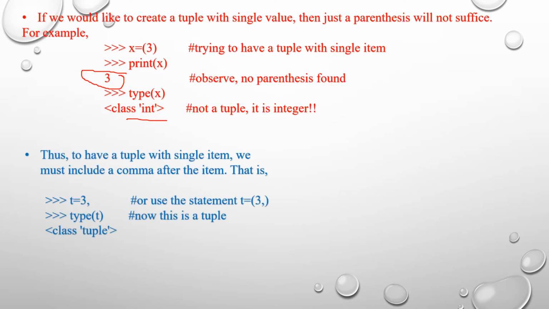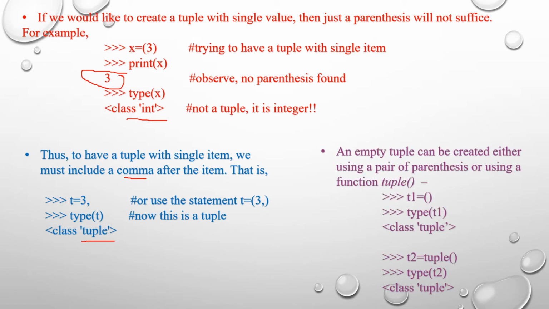Thus, to have a tuple with a single item, we must include a comma after the item. For example, take t is equal to 3 comma, or use the statement t is equal to, open the parentheses, 3, and after that we have to specify the comma. The type of t is class tuple.